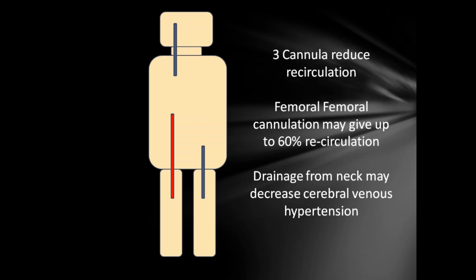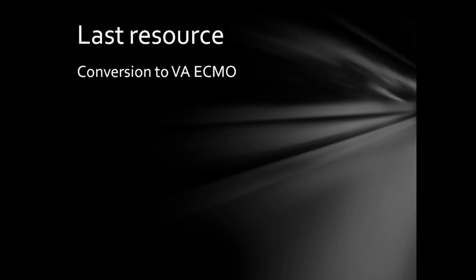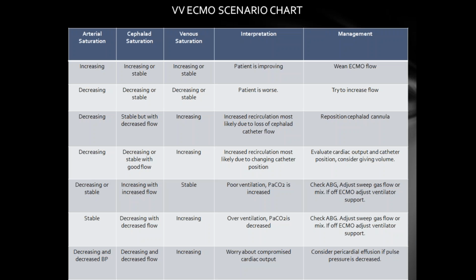See, that will be dependent upon the preload and the cannula size. So that doesn't make a difference basically how much is coming from each side. So ideal would be a cephalic cannula because it decreases the recirculation chances and increases the amount of oxygen added per pass. It augments the venous drainage from the brain, and continuous measurement of cerebral saturation is also possible with the help of a cephalic cannula, but it is more said theoretically rather than done practically. And the last resort is conversion to VA.